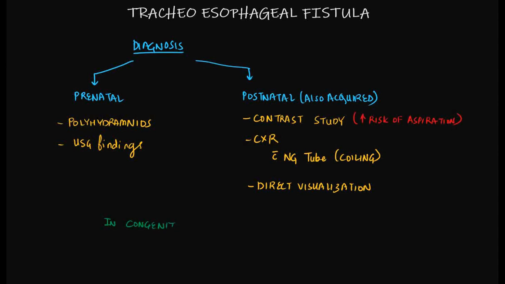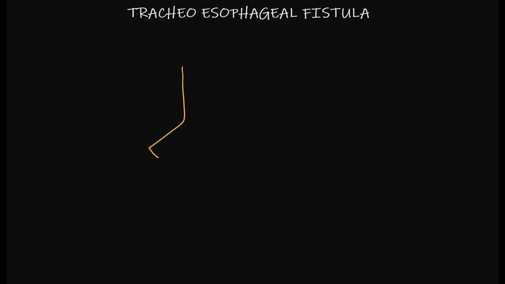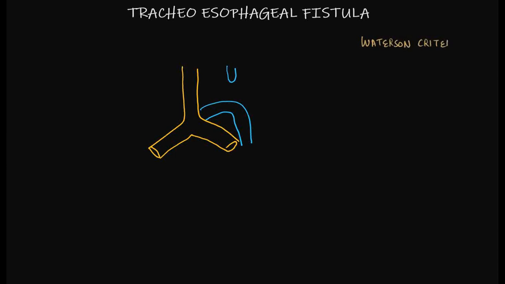In congenital tracheoesophageal fistula, the examination is not complete unless you rule out other congenital malformations, which is the VACTERL association. Now let us understand the management of congenital tracheoesophageal fistula. For the management, we tend to follow the Waterston's criteria, which takes into account the body weight of the baby as well as the presence or absence of pneumonia. And on this basis, there is division into 3 classes A, B and C.